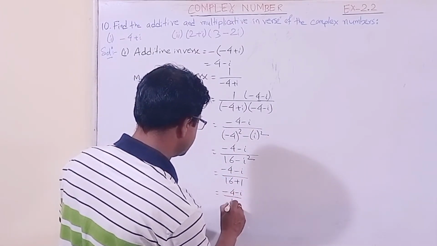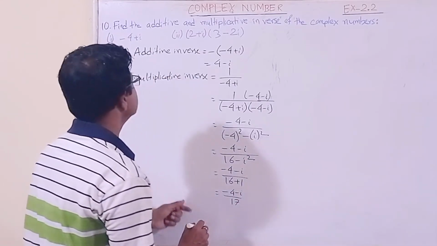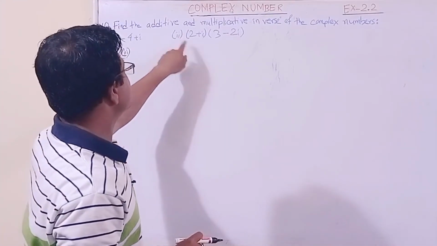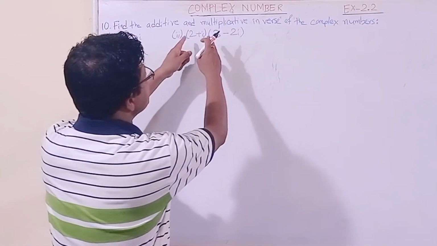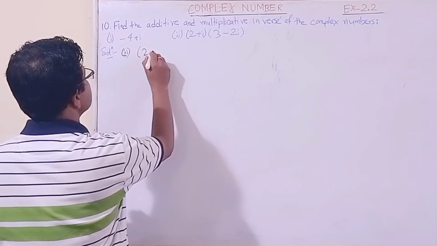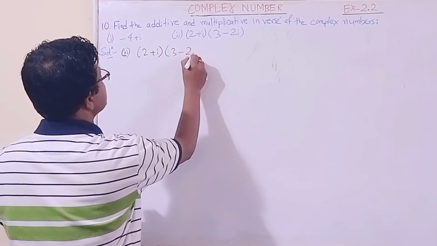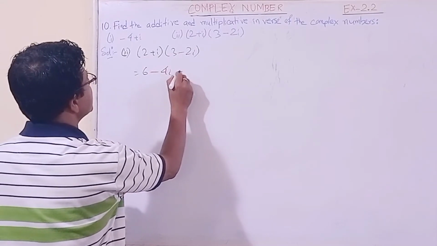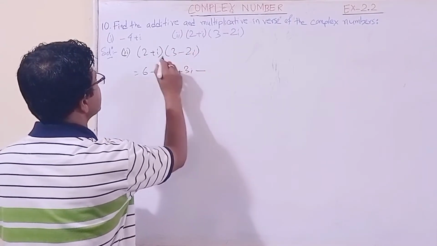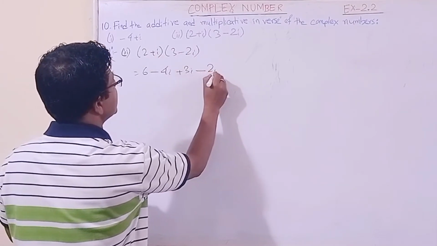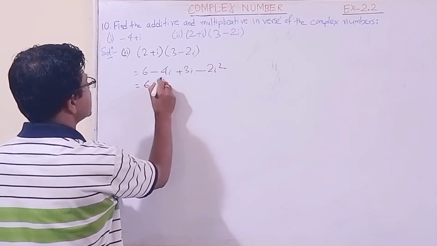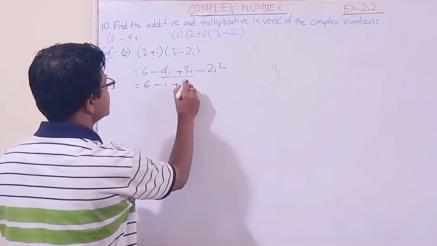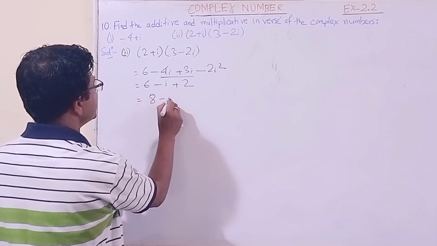-4 minus i over 17, so this is the multiplicative inverse. We can also separate it. Then we have taken number 2. Let us simplify this because this is expressed as a product. So what is this actually? Let us know (3 - 2i)(2 - i)... 2 times 3 is 6, minus 2 times 2i is 4i, plus i times 3 is 3i, minus i times 2i is 2i square. So this is 6, and when we simplify and add, the result becomes 8 minus i.